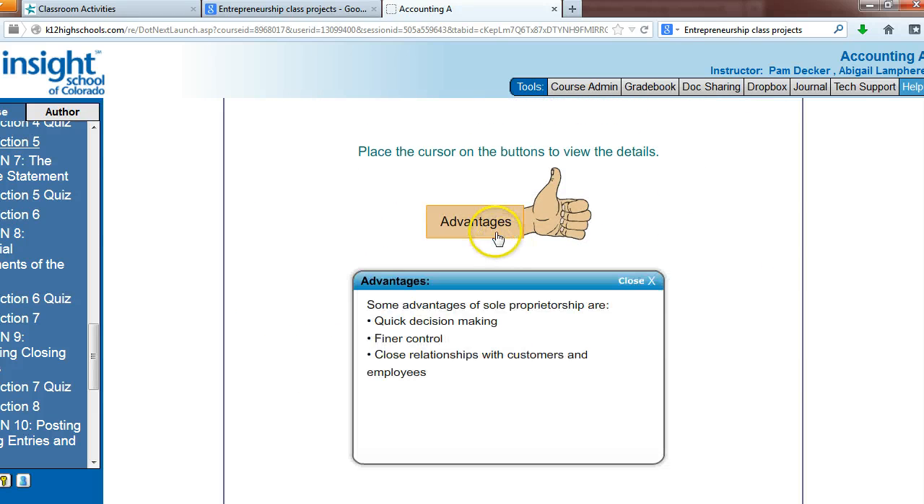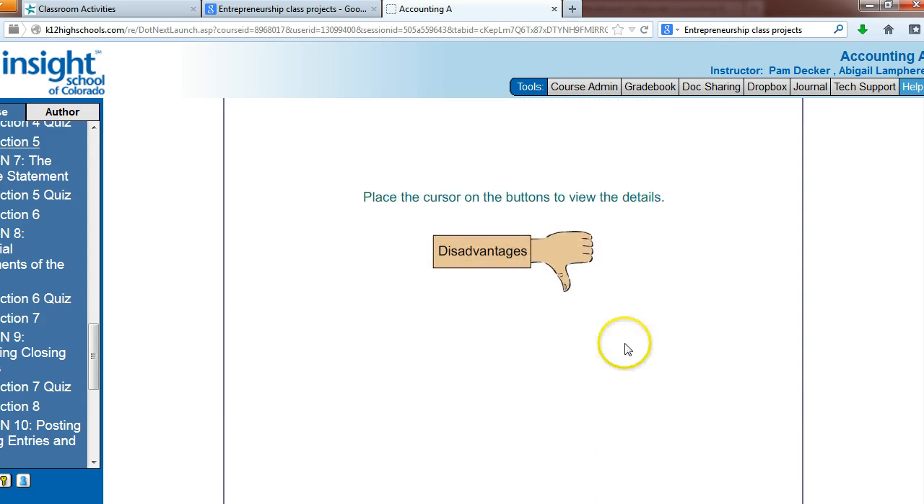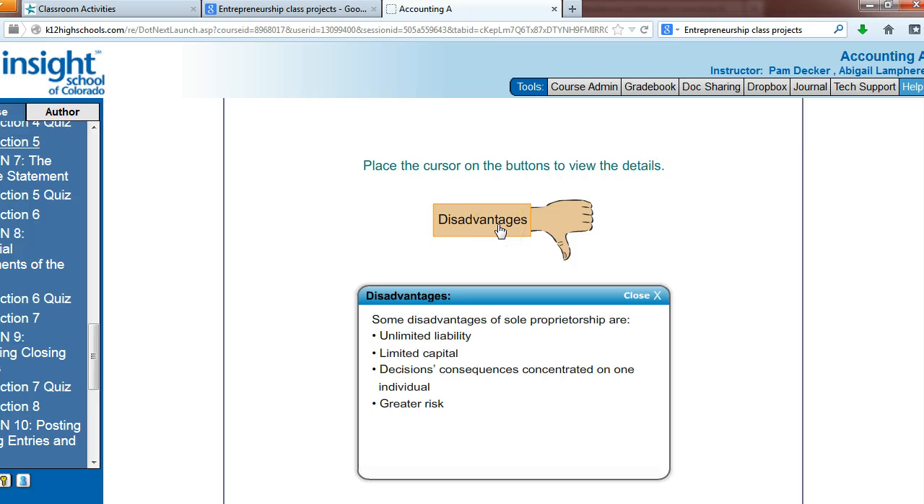So some advantages of sole proprietorship include quick decision making. You're the only one making decisions, so you have more control over those decisions. And this really allows you to build a close relationship with your customers and employees. You don't have to worry about having a line of managers to get to the owner, because you're the owner, so you can interact with customers and employees as much as you'd like.